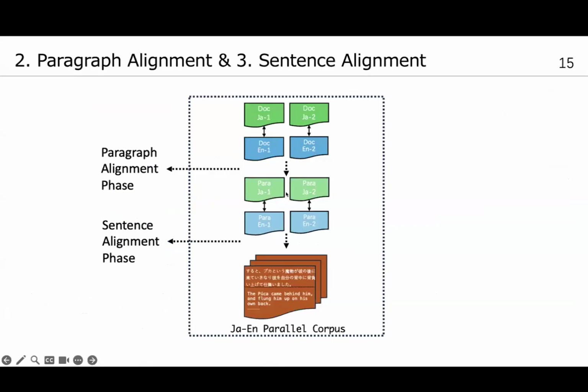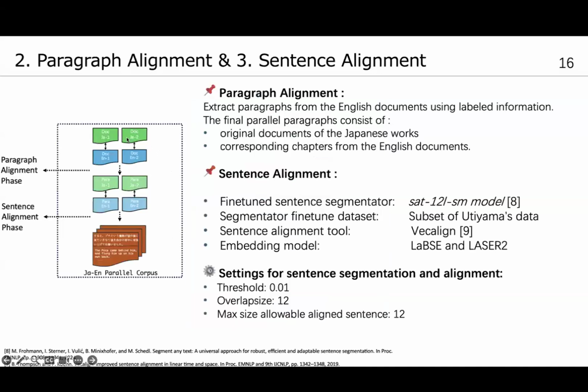After obtaining the parallel documents, we perform the paragraph and sentence alignment. For the paragraph alignment, we first extracted paragraphs from the English documents using the labeled information. The final parallel paragraph consists of original documents of the Japanese works and corresponding chapters from the English documents. For sentence alignment, we first fine-tune the sentence segmentator using the Utsuro data to adapt to literary text, and then use vecalign for sentence alignment. The LaBSE and LASER 2 models were utilized for embedding. And below are some hyperparameters for the segmentation and alignment.